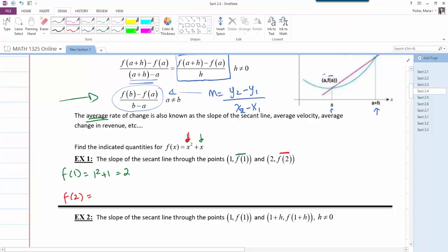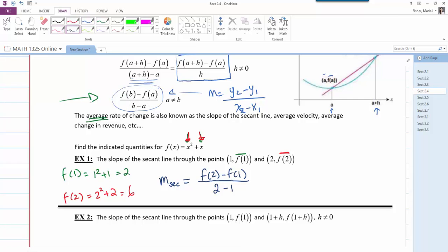For f of 2, everywhere there's an x in your f of x, instead of writing x, you write 2. So 2 squared plus 2, 4 plus 2 is 6. Then the slope of the secant line, which we write as m secant, is going to be f of 2 minus f of 1 all over 2 minus 1. That's f of b minus f of a all over b minus a. In this case, this is a, f of a, and this is b, f of b.